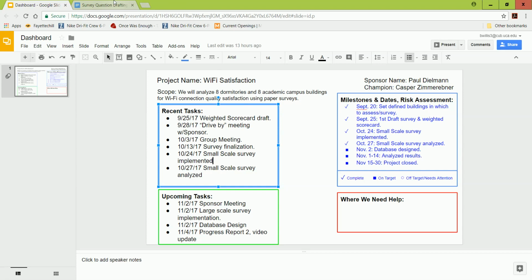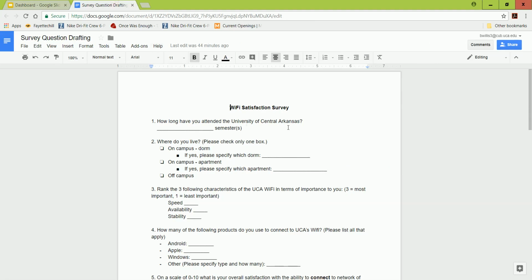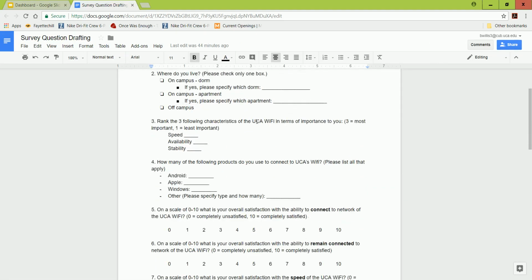So real quick, we'll just show you the survey, which we covered in the last update. But the thing that we changed that I want to point out is question number 3 here. We had the most important equaling 1 as opposed to 3. So we changed it to 3 being most important because when we were analyzing the small scale survey results, we were having to manually convert these numbers so Excel could calculate which one was the most important. We wanted it by the highest multiplier.